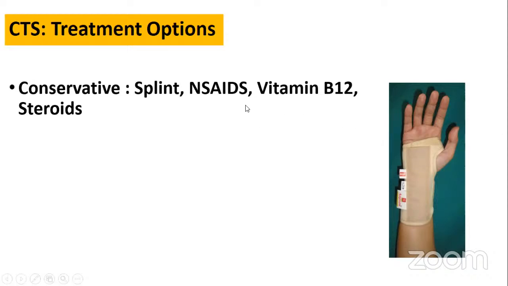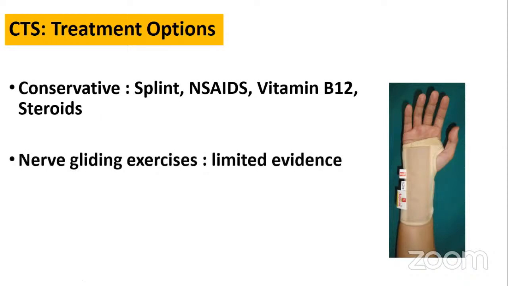If there's an inflammatory component or pain is a major component, we put them on NSAIDs, vitamin B12. Steroids, well, we don't use regularly, but of course, a lot of people use it regularly. And some people also use diuretics, but I've never used that. Steroids are used for a local injection also, or ultrasound guided steroids are used. Nerve gliding exercises came in a big way, but evidence shows that there is not much improvement. So limited evidence for nerve gliding exercises.